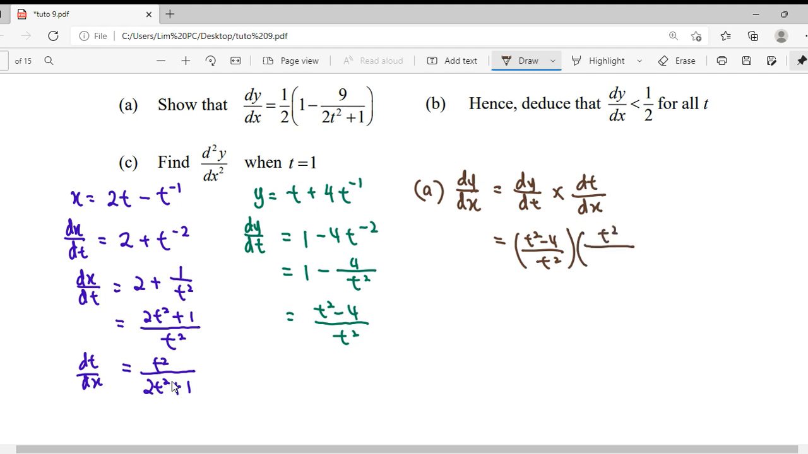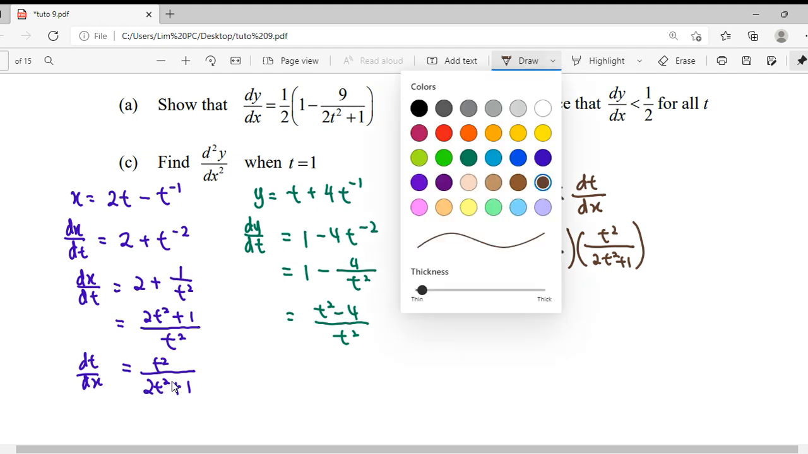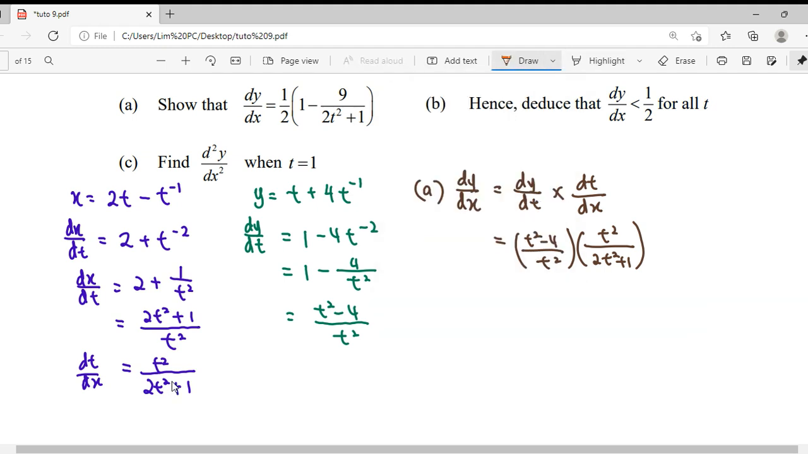This is t squared over 2t squared plus 1. And then we can notice here, t squared over t squared can be simplified. So it will give us t squared minus 4 over 2t squared plus 1. So this is our answer. But look at our showing here. Although we already obtained our dy dx answer, we can notice that our answer here and this answer, they are in different form. So their format is different.